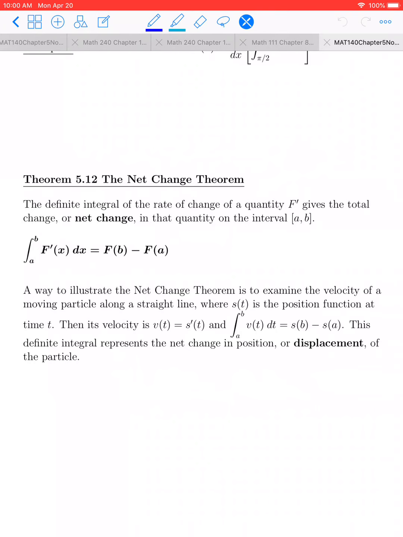One way to illustrate the net change theorem is to examine the velocity of a moving particle along a straight line, where s of t is a position function at time t. Then its velocity, which is the derivative of position, would be given the total displacement as follows. It's the definite integral from a to b of v of t dt, which is going to be equal to the position function evaluated at b minus the position function evaluated at a. This definite integral represents the net change in position, which is what's referred to as displacement of the particle. It's the difference between the ending position minus the starting position on the straight line.